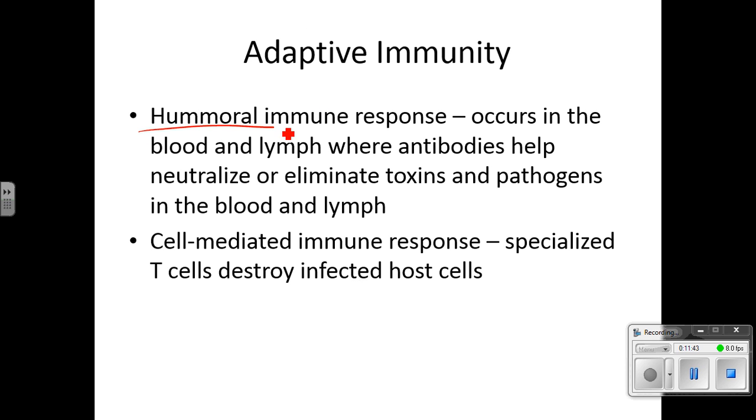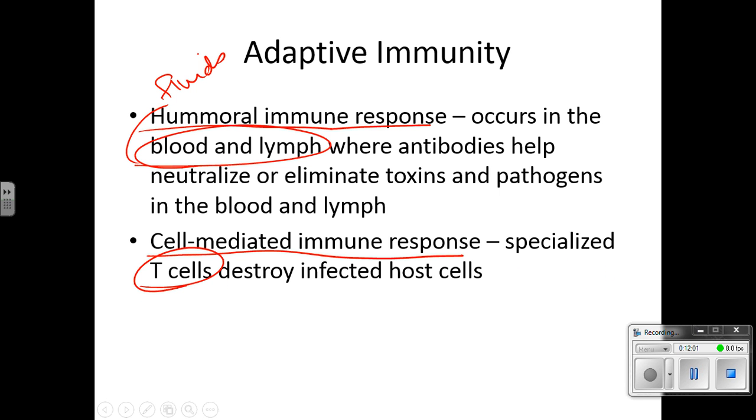The humoral immune response occurs in the blood and the lymph, where antibodies, remember these are fluids, help neutralize or eliminate toxins and pathogens in the blood and the lymph. So we're talking fluids here. And then the cell-mediated immune response is going to deal with specialized T cells that destroy the infected host cells. So they're actually destroying cells that are infected.